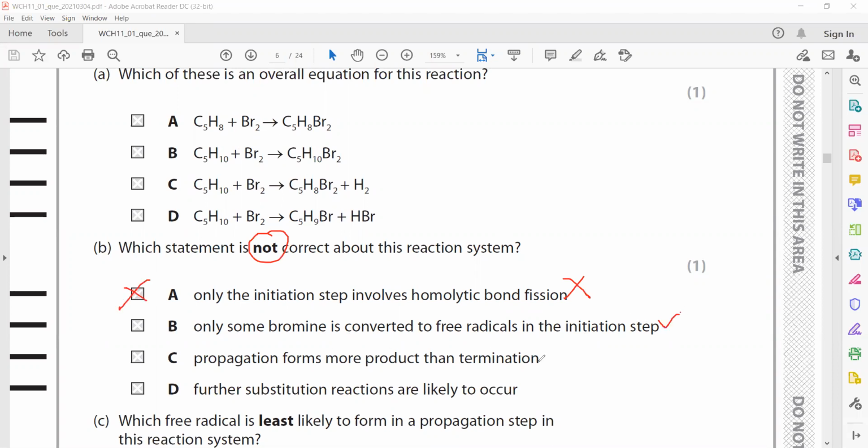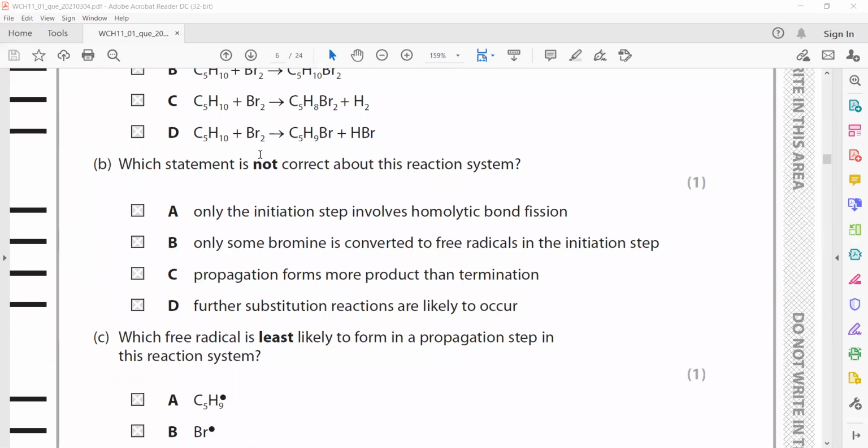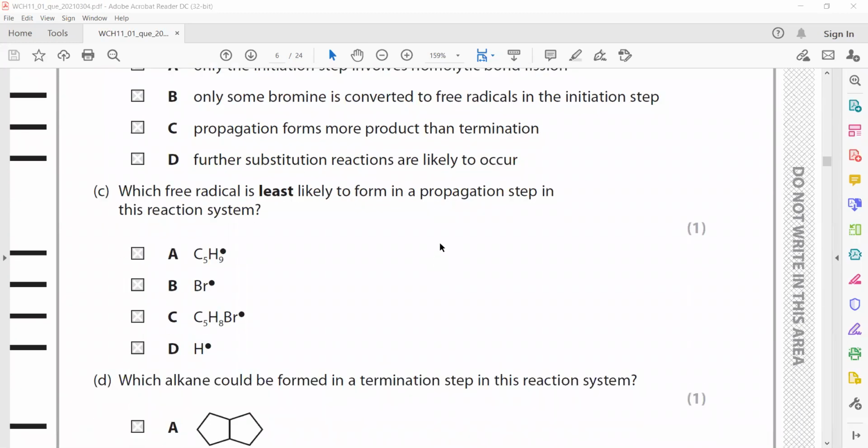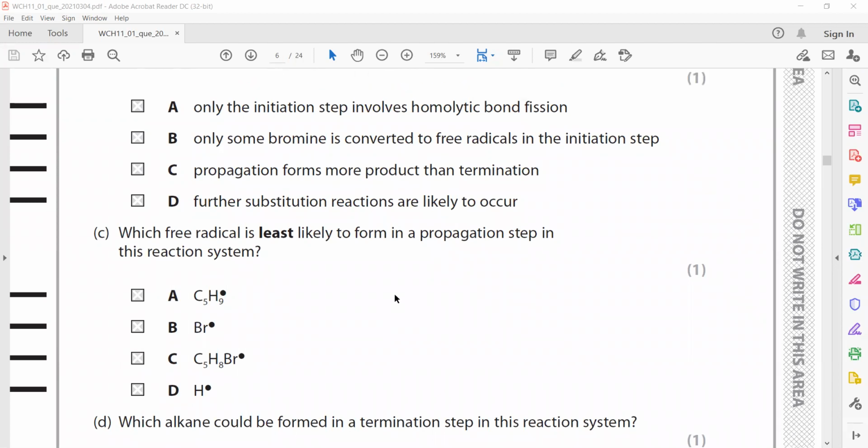Propagation forms more product than termination. That's true. And further substitutions are likely to occur. That is also true. So only the initiation step involves homolytic bond fission. It is not necessary. The initiation step can be a heterolytic bond fission as well. Which free radical is least likely to form in a propagation step?